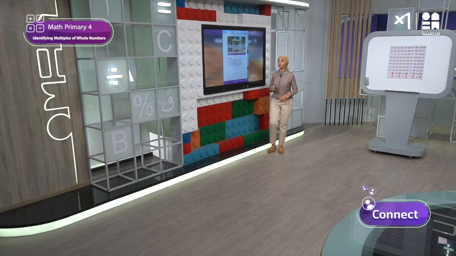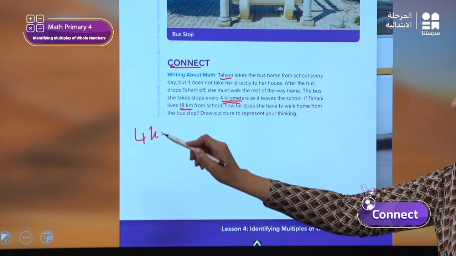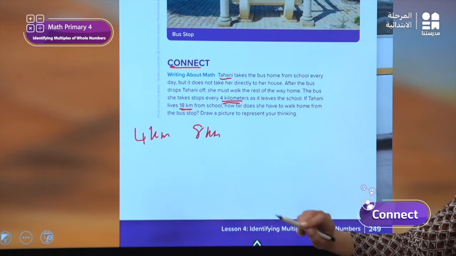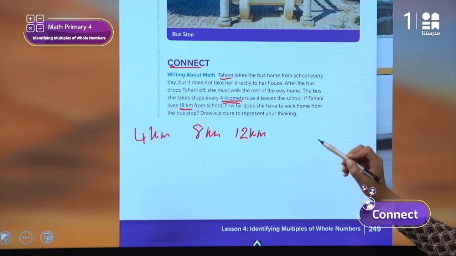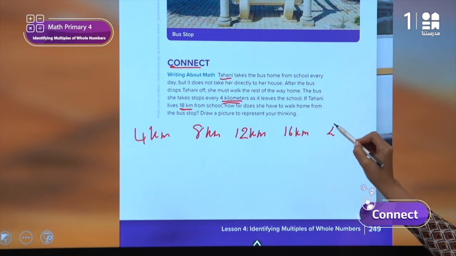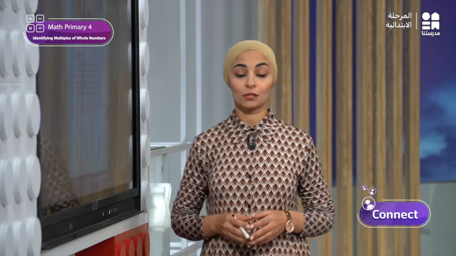Okay, now we know that the bus stops every 4 kilometers. يعني أنا دلوقتي عارفة الباص بيقف عند 4 كيلومتر. وبيقف فين كمان عند 8 كيلومتر. وفين كمان 12 كيلومتر. I am moving by 4. وكمان بيقف عند 16 كيلومتر. وعند 20 كيلومتر. Okay, طيب from the school.